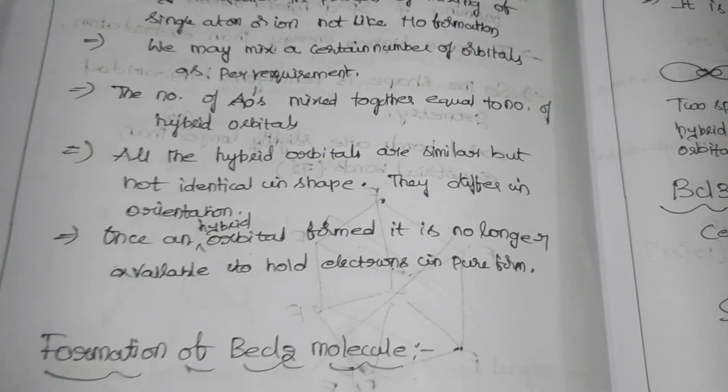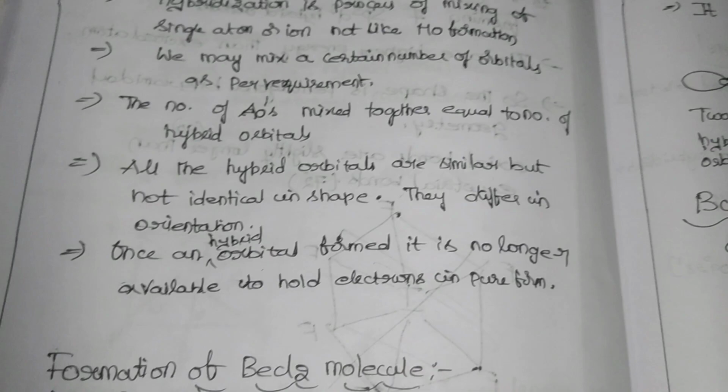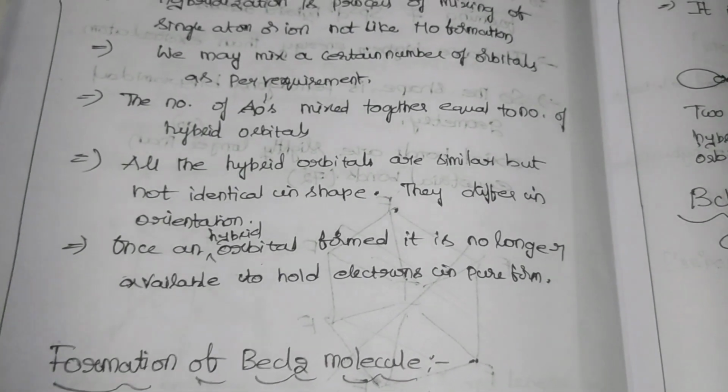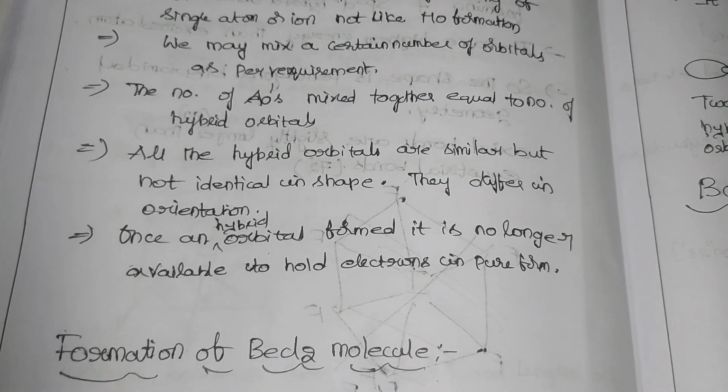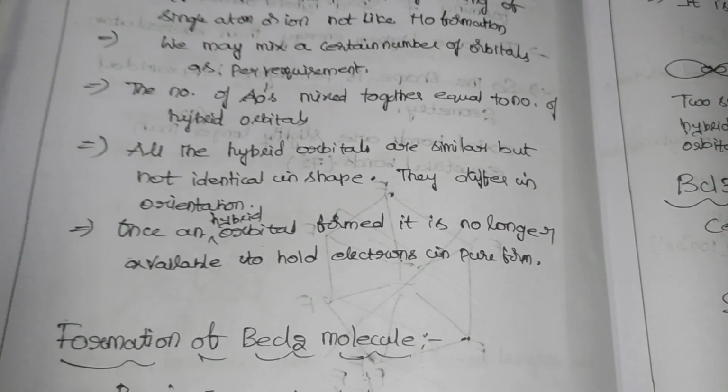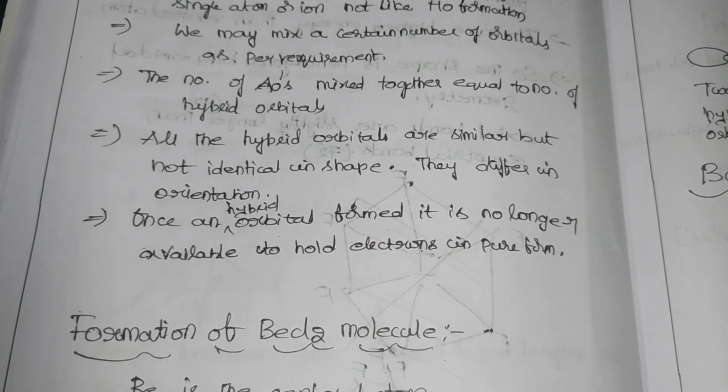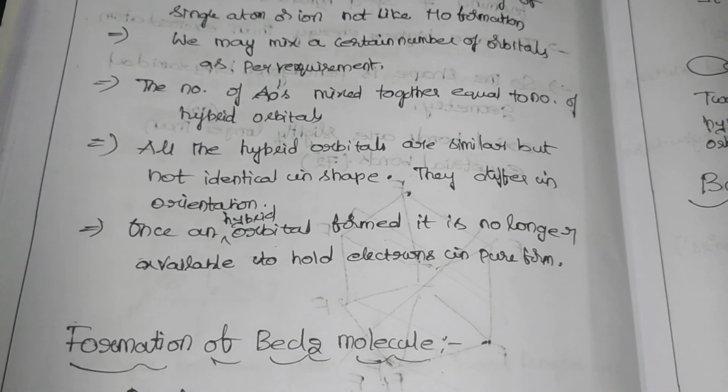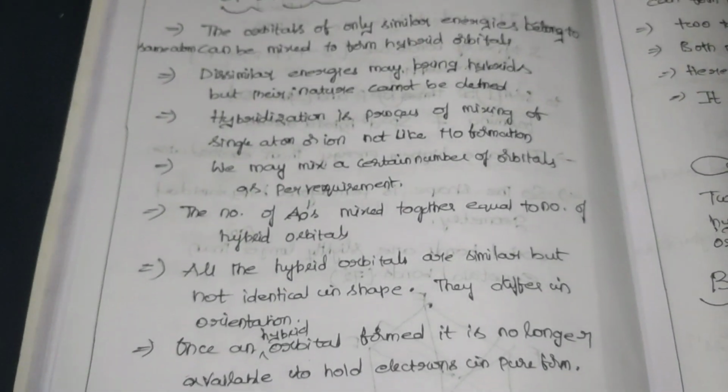Before, in the ground state, how will it be? It will not be available in the ground state. After it gets excited and after the mixing of orbitals, it will be in the excited state only, and we cannot see it in its pure form. So these are the rules.